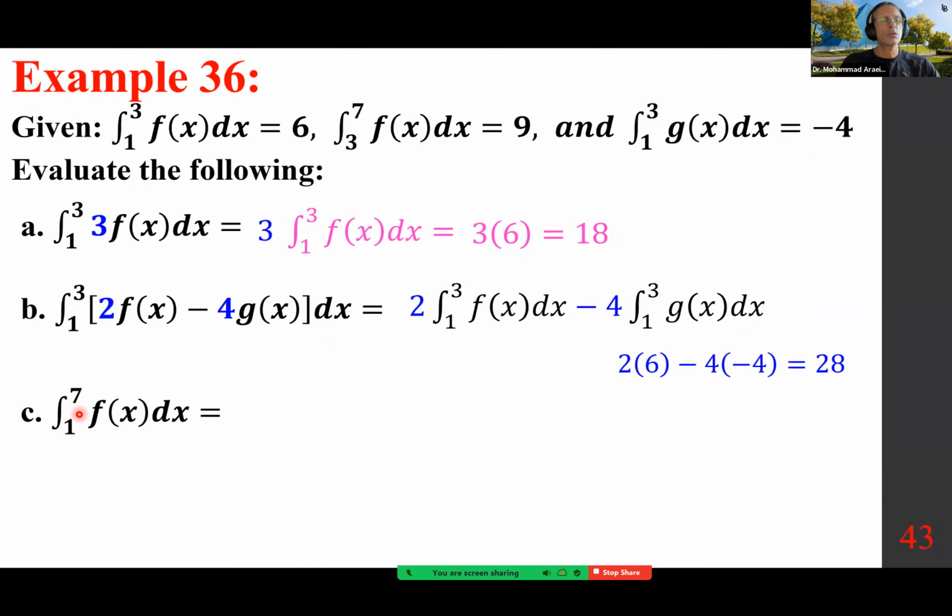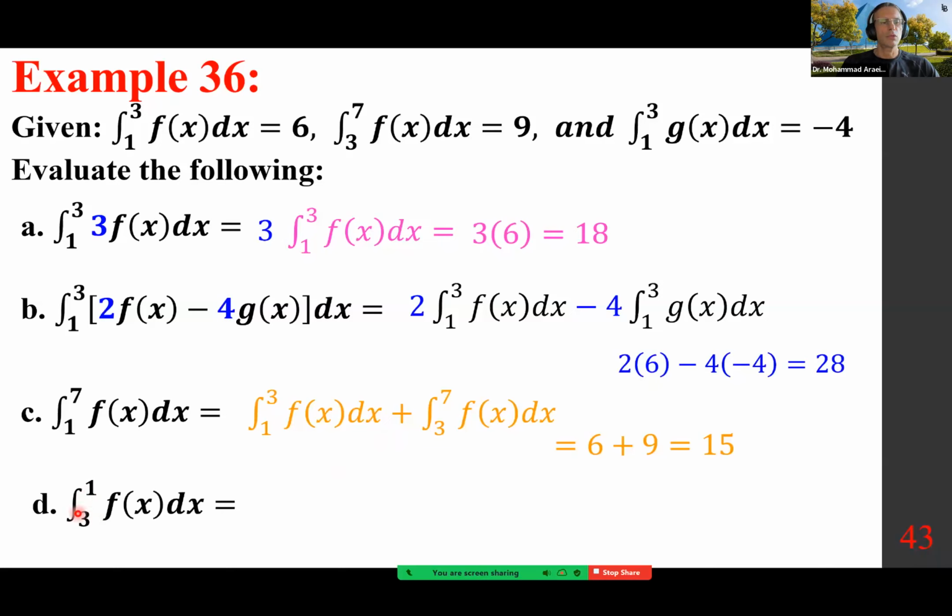The integral from 1 to 7, so we can write the integral from 1 to 3 plus the integral from 3 to 7. We simply add them up. The answer is 15. The integral from 3 to 1 of f of x dx is the opposite of this value, so the opposite of this number, making it negative 6.